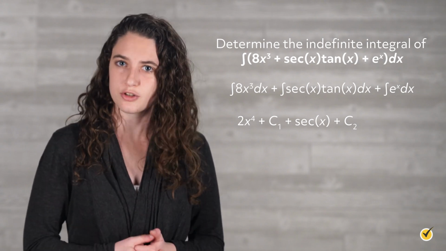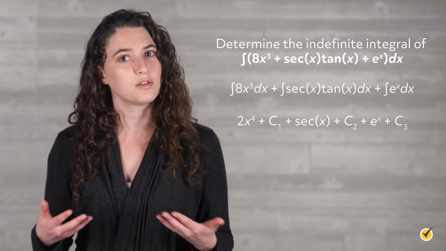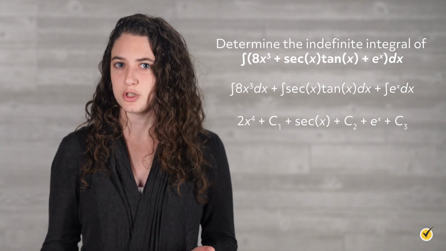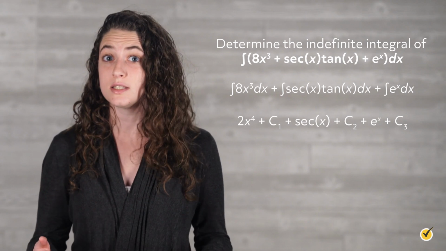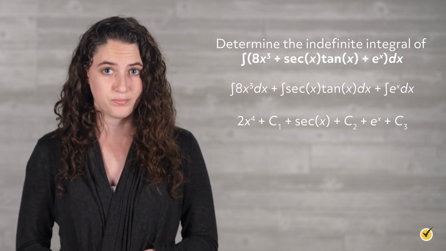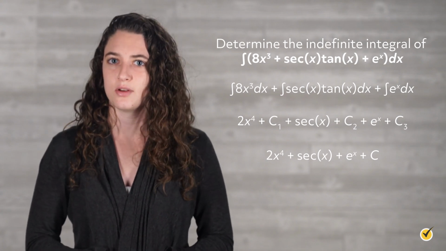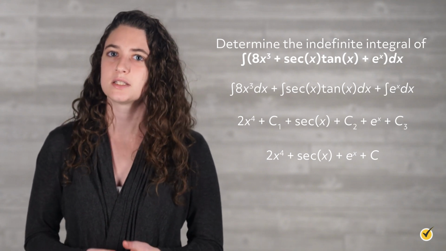The third term should integrate quickly. As we said, the integral of e to the x is e to the x, so let's write that plus a third constant. Now let's clean this solution up just a little bit. Because c1, c2, and c3 are all constants, they're all just numbers, and their sum is just going to be another number. For that reason, we can combine the c's into one constant together. So the final answer for this problem is 2x to the fourth plus secant of x plus e to the x plus c.